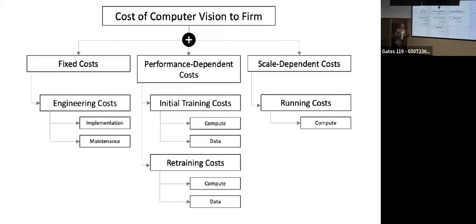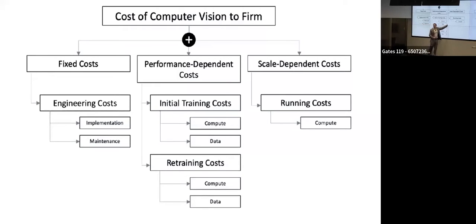All right, so if we think then of the costs that firms have to build these systems, there are a bunch of fixed costs. There are engineering costs. You have to have a team that actually puts it in place. You have to have some ongoing team that's going to be maintaining the system, because these systems often will have drift or other problems. People may be trying to game them, so you're going to have some ongoing team looking at it. You also have performance-dependent costs. If I have a 95% accurate system versus a 90% accurate system, it's going to mean different amounts of training costs, different amounts of retraining costs, both in terms of compute and data.